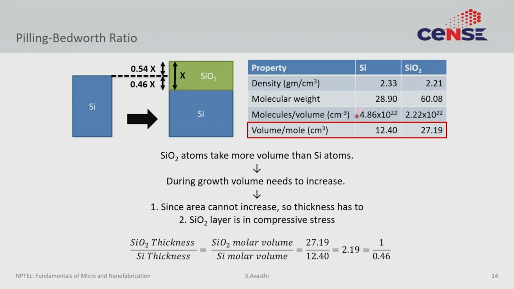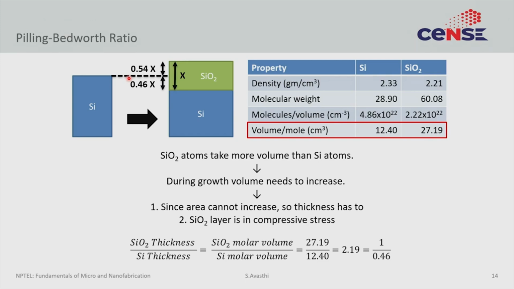The densities of silicon versus silicon dioxide are given by these two numbers. The molecular weight is this. So, the number of molecules per volume can be calculated to be around 4.8 × 10^22 for silicon and 2.2 × 10^22 for silicon dioxide. If I just flip this number, then I can calculate the amount of volume held by 1 mole of atoms, so, Avogadro number of atoms. For silicon, that volume is around 12.4 cm³ and silicon dioxide is around 27.19. You can see that there is almost a factor of 2 difference here, and this factor of 2 difference then reflects in the factor of 2 increase in the effective thickness.